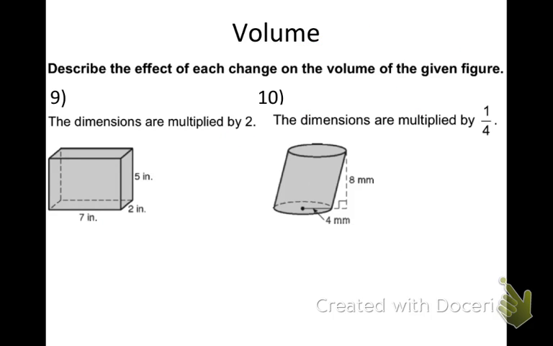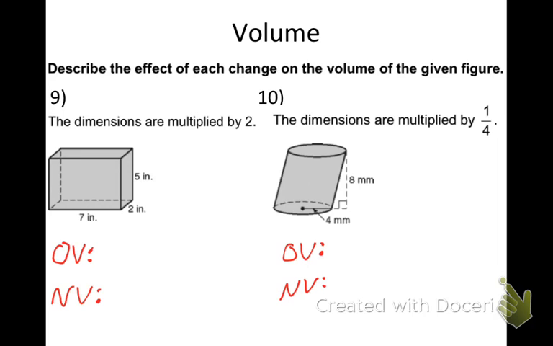So number 9 here. It says the dimensions are multiplied by 2. I want you to find 2 things here. I want you to find the original volume and the new volume. So take a couple seconds on numbers 9 and 10. Find the original volume and the new volume for both.